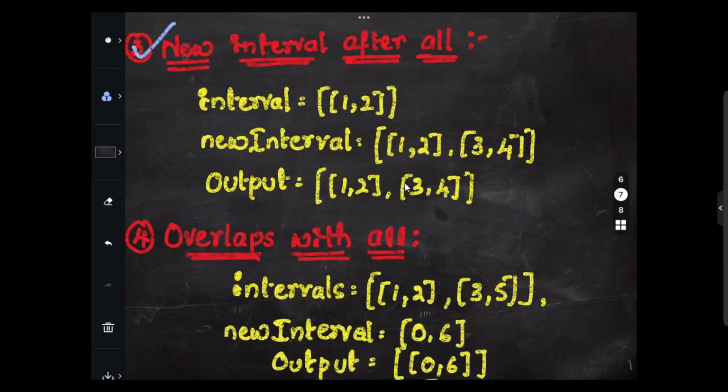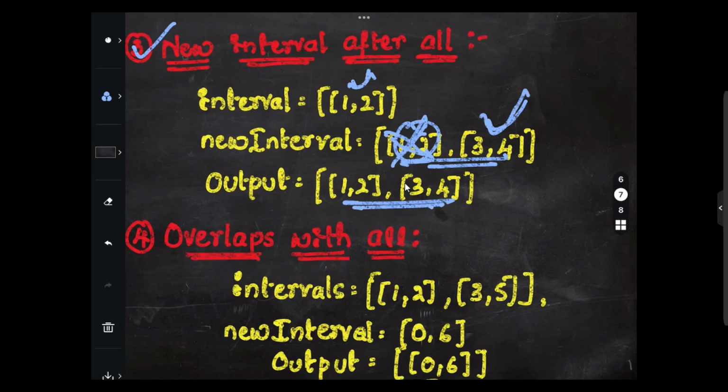Let's move on with the third edge case here. This is for the new interval after all. Here we have the new interval [3, 4] and the interval [1, 2]. Sorry, this one doesn't have [1, 2] as the new interval. I have written it wrong here, so don't consider that. We just have [3, 4] as the new interval. So the output will be [1, 2] and [3, 4].